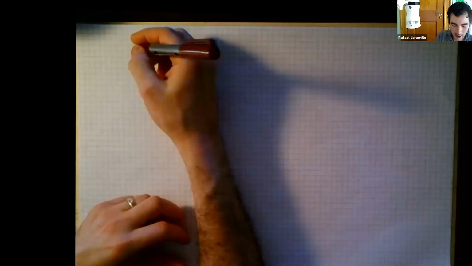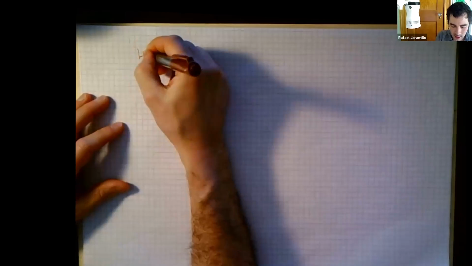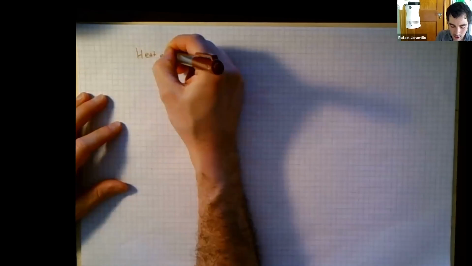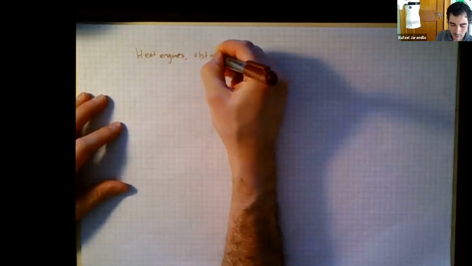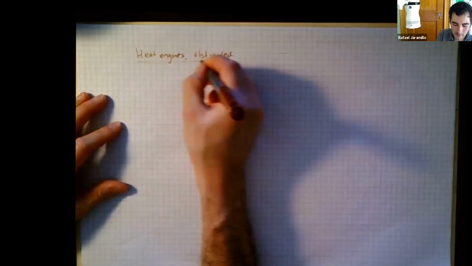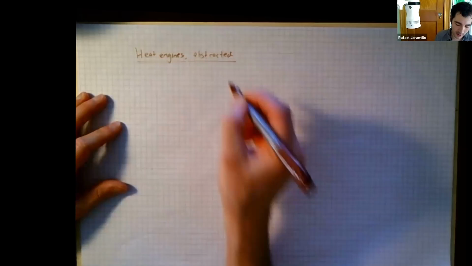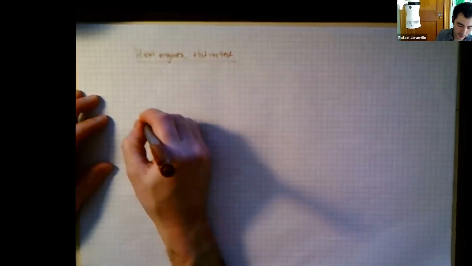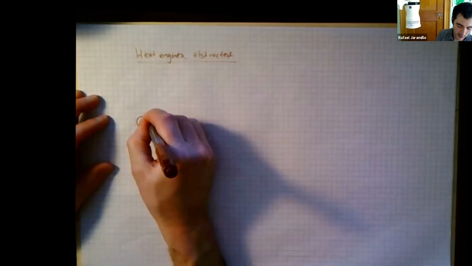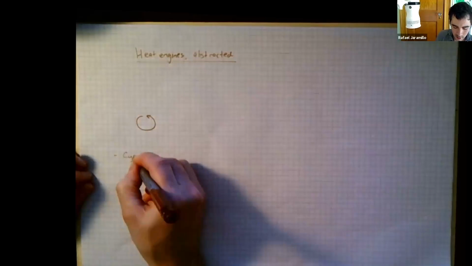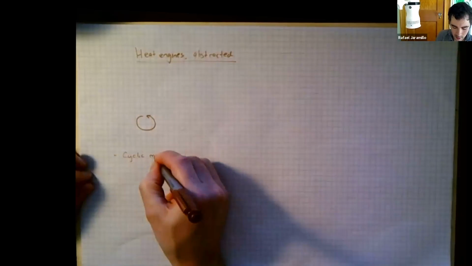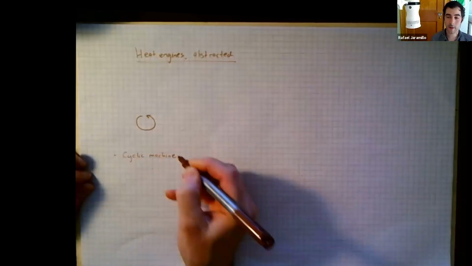Yeah, okay. All right, so we've seen some real heat engines. Now we're going to abstract this a little bit. Heat engines abstracted. This is the way that heat engines are represented in a textbook or in a class like this. You have some cyclic machine, normally with a circle, with an arrow.